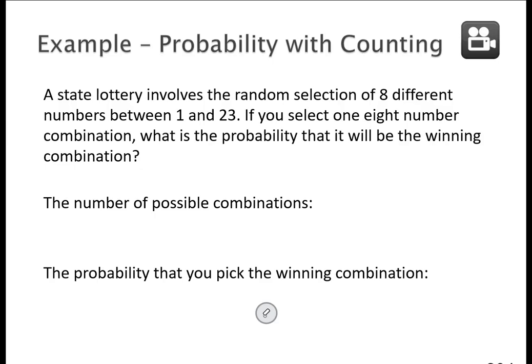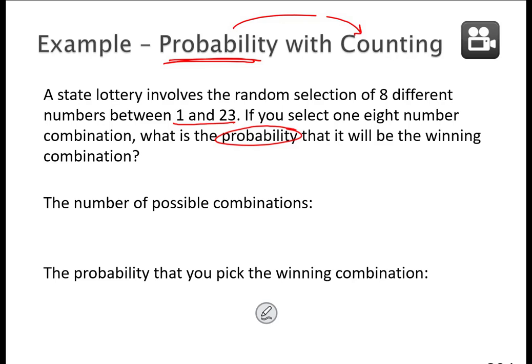So now that we know how to find simple probability, sometimes we'll need to use our counting rules to help us find the denominator of our probability fraction. So sometimes before you can find the probability, you have to count. Here's an example. A state lottery involves the random selection of 8 different numbers between 1 and 23. If you select one 8-number combination, what is the probability that it will be the winning combination?